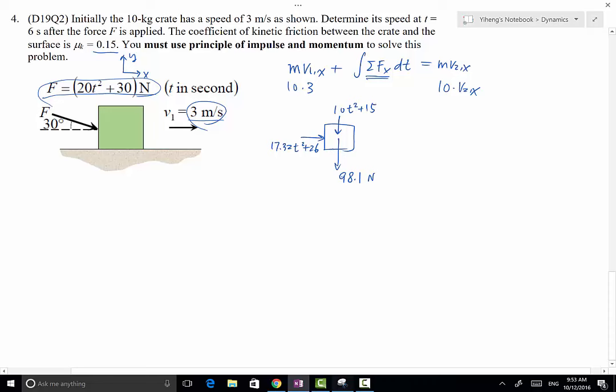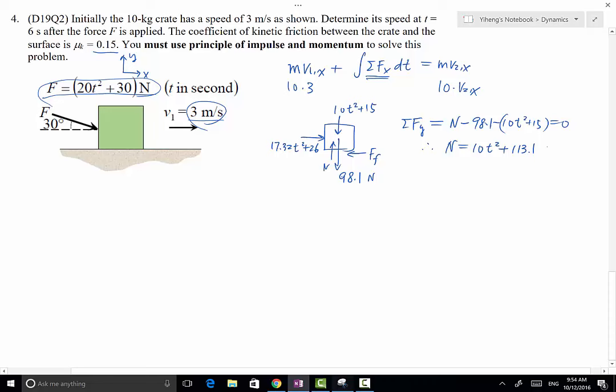And then, of course, you have the normal force, right now an unknown. The motion is to the right, so we have the frictional force to the left. Because there's no motion along the vertical direction, the resultant force along the y direction equals N minus 98.1 minus (10t squared plus 15), the vertical component of the force, and that equals 0. Therefore, you can solve for the normal force, which is also a function of time, and that is 10t squared plus 113.1.